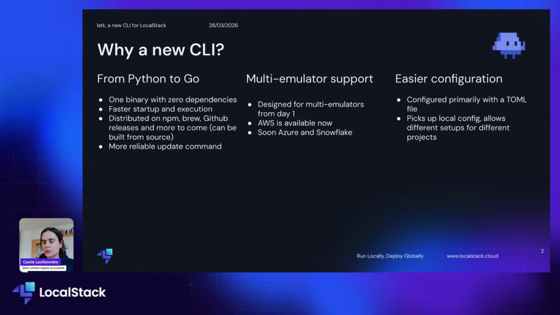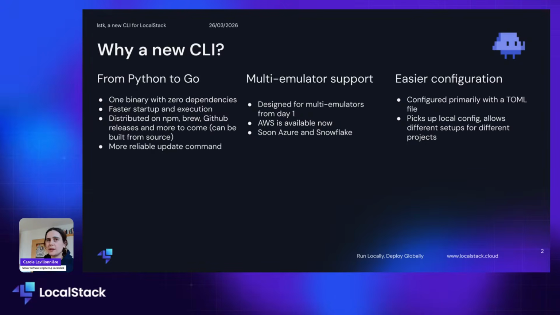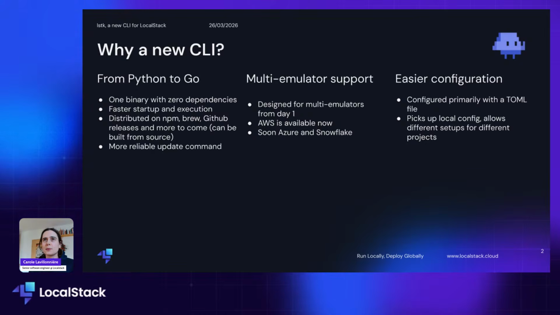Of course, also because of the fact that it's built in Go, it's faster. It's faster to start. It's faster to execute than Python. And it's easier to distribute than the previous CLI. You can already find it available on NPM, Brew, GitHub releases. You can also build it from sources if you like. It's available publicly on GitHub. But there will be more to come.